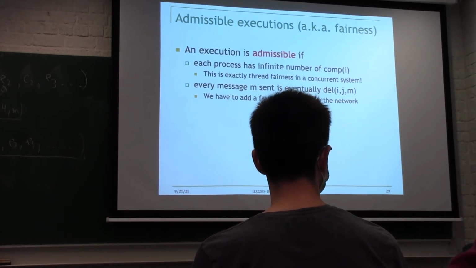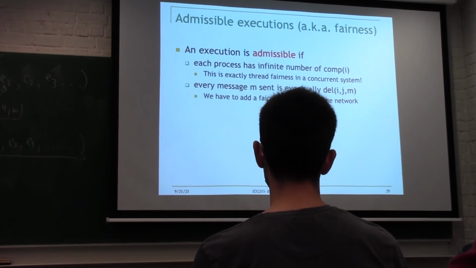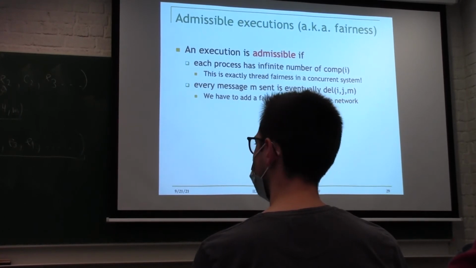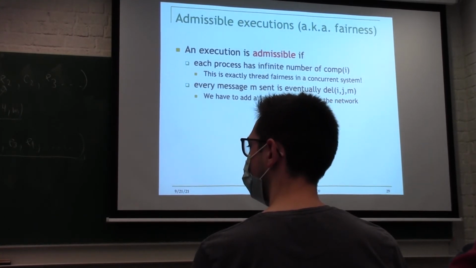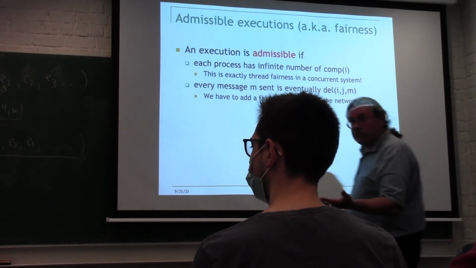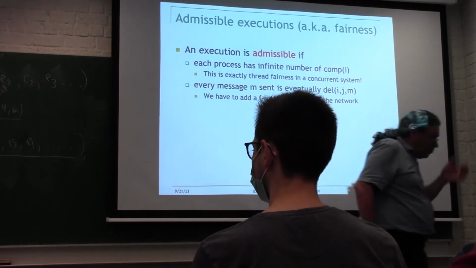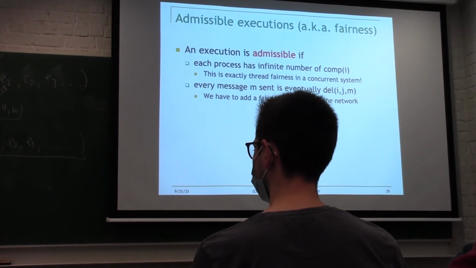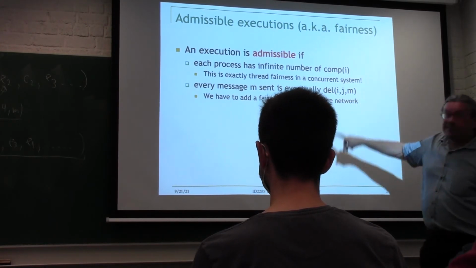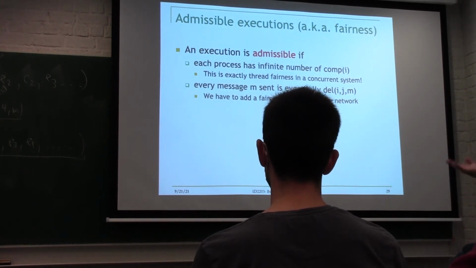Can someone tell me? What does it mean that a concurrent system is fair? No thread will wait infinitely to be scheduled. Yeah, no thread will wait indefinitely. So all threads that are runnable will eventually get executed. So every thread that can run will run. That's reasonable. You cannot cause a thread to starve. So admissible is the same idea, but for a distributed system. So it's just a little bit more than fairness, okay?